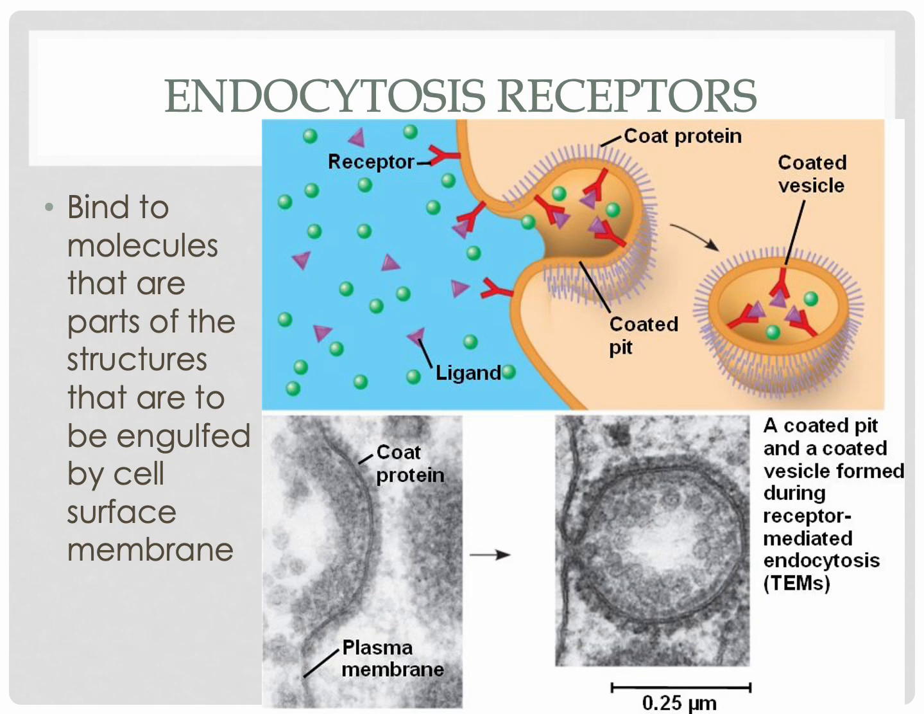Another example of cell signaling is endocytosis, binding to molecules that are parts of the structures that are going to be engulfed. You have your ligand. It's going to bond with a receptor. You'll notice how these fit together nicely, and then that's going to allow the cell surface membrane to engulf the structures. Again, we will go into these in greater detail in a later chapter.